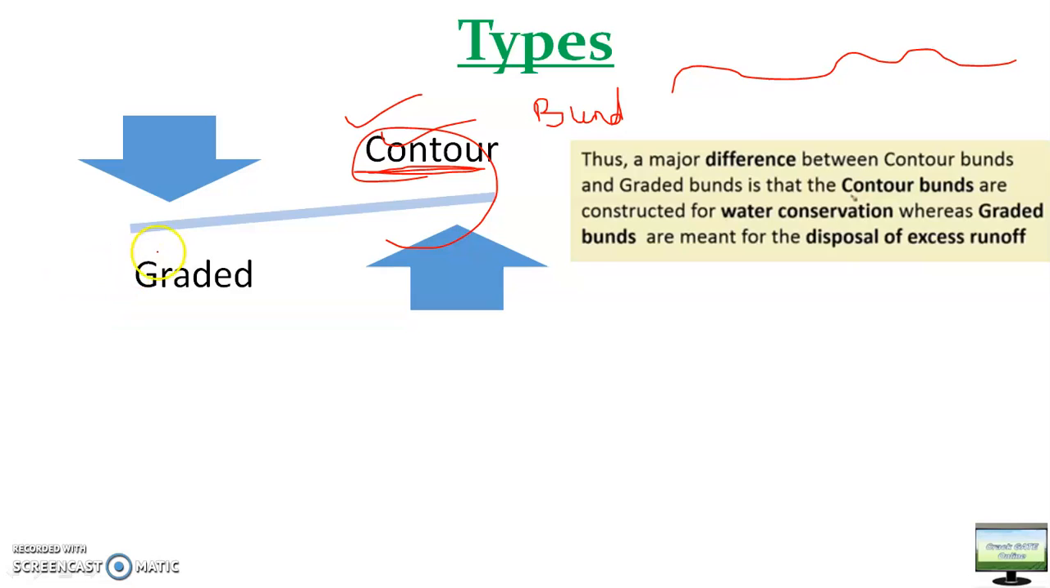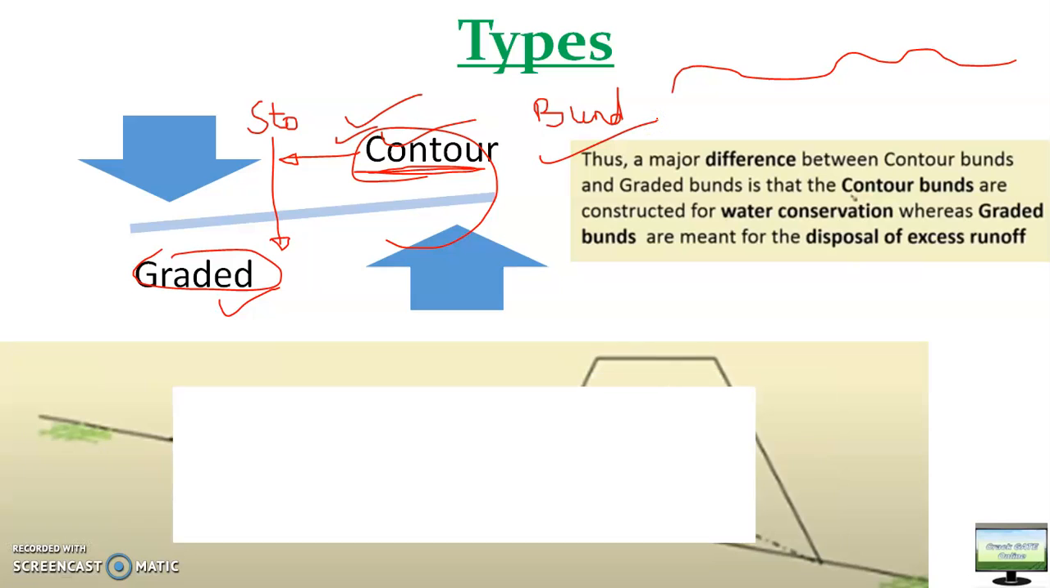And the other is the graded bund. The basic difference is that the contour bund is made for the storage of water, while graded bunds are constructed for the disposal of excess runoff. So the basic difference between these two bunds is that one is for storage and this is for disposal. The same thing is written here, you can see.